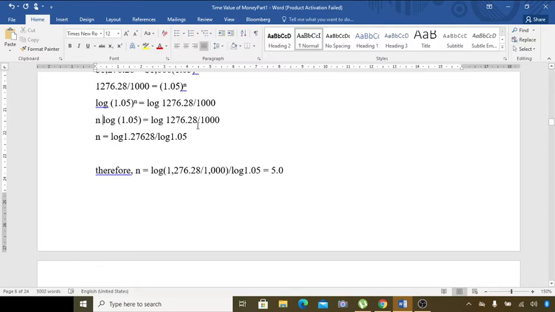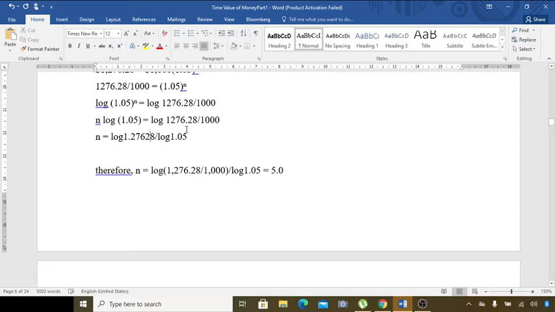So how do you solve this? Easy. At the end, n becomes isolated on the left-hand side, and log of 1,276.28 divided by 1,000, divided by log 1.05, becomes the term on the right-hand side.